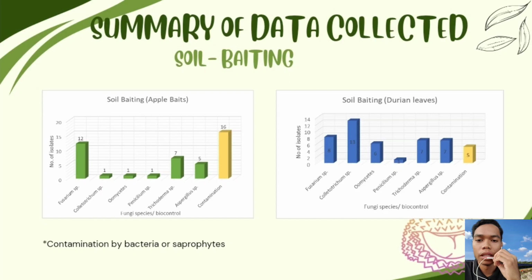So this is a summary of data collected. First is for soil baiting. Soil baiting using apple bait resulted in Fusarium as the higher species found compared with durian leaf. Colletotrichum is higher in durian leaf. Oomycetes, which I have not classified to specific species yet, were found higher in durian leaf baiting compared with apple bait. There is also less contamination with bacteria and saprophytes in durian leaf soil baiting compared to apple bait. Biocontrol fungi such as Penicillium, Trichoderma, and Aspergillus were also found in both baitings.